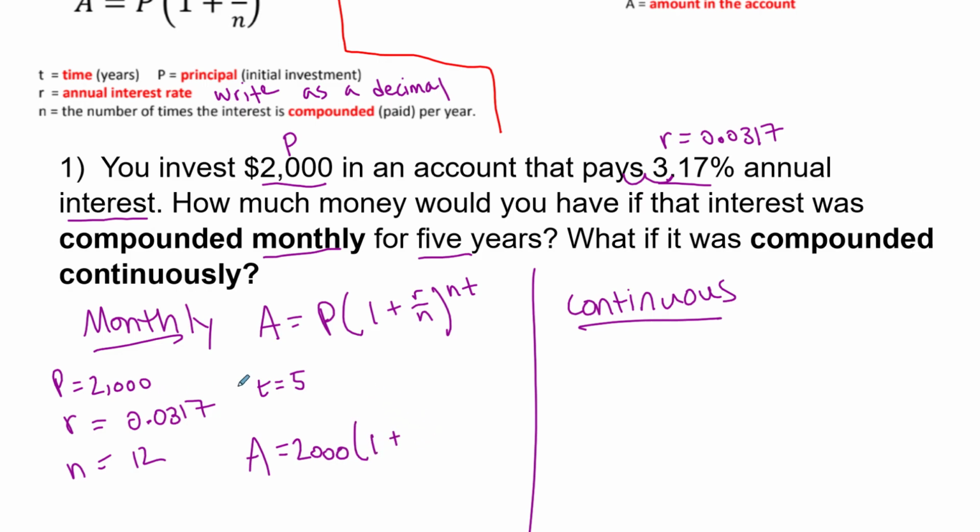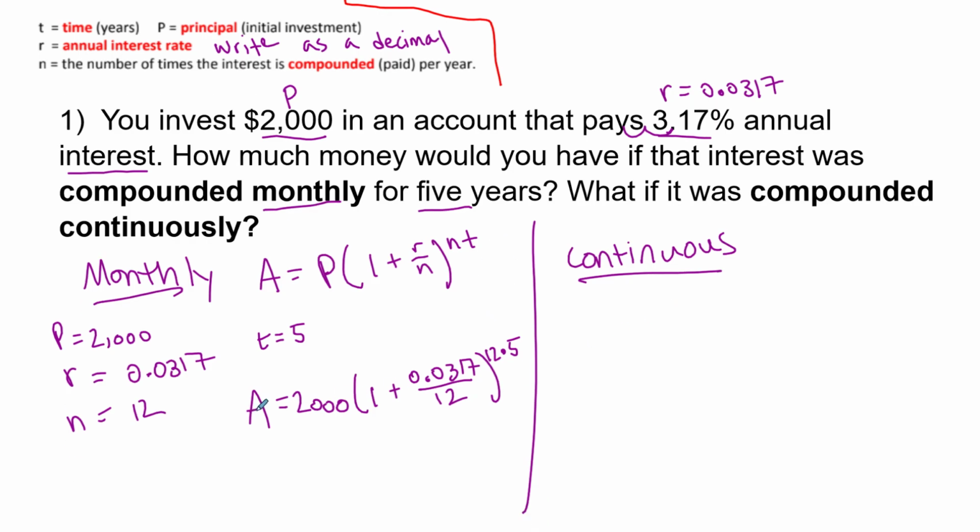One plus R, which is 0.0317 over N, which is 12, times NT, 12 times 5. 12 times 5 is 60, so you could just change it to a 60. Now, looking at this, this is definitely something that you would not be able to do by hand, very easily at least. So I would put this in some sort of calculator. I'm going to use Desmos because the nice thing about Desmos is we can type it exactly as it appears. And I'll show you what I mean right here.